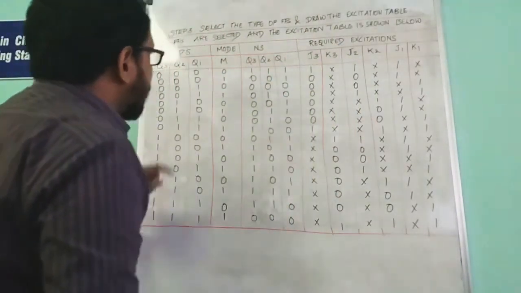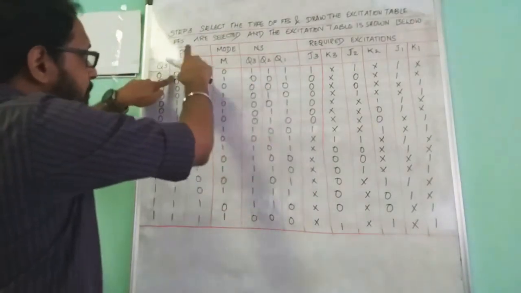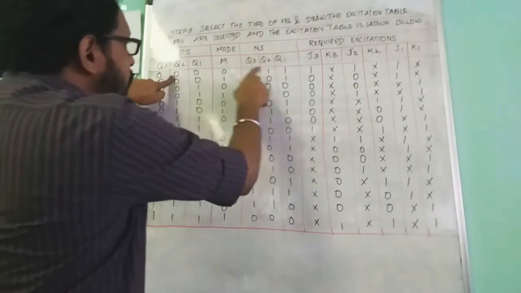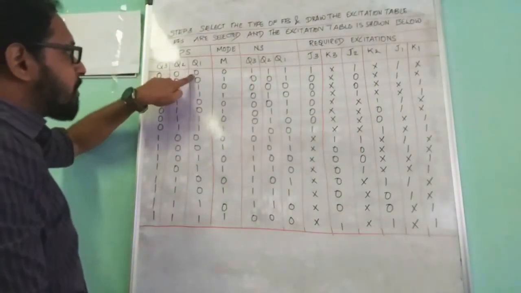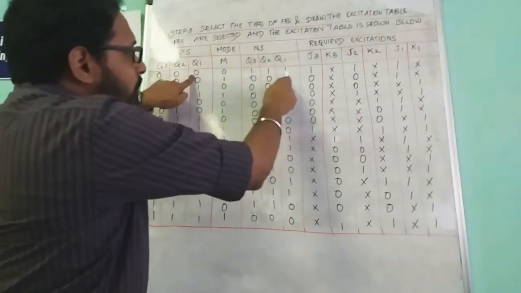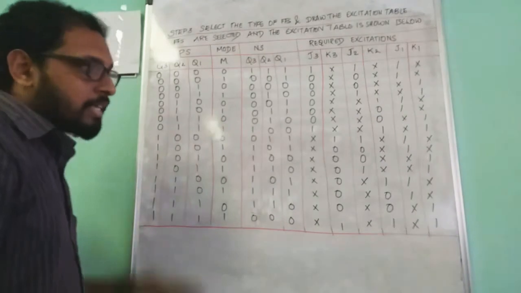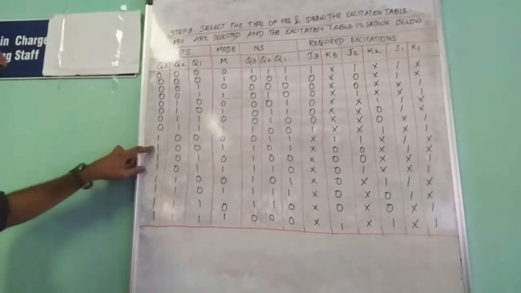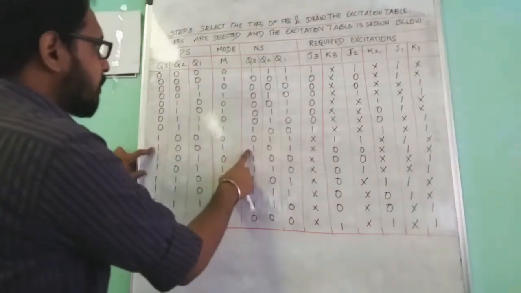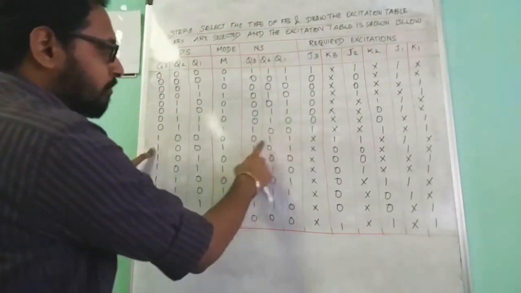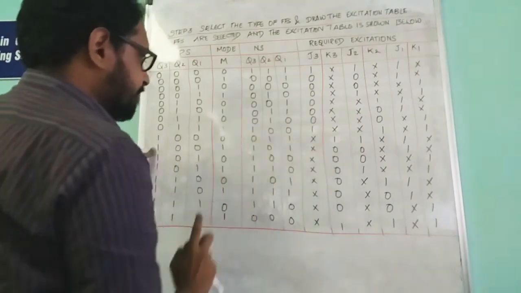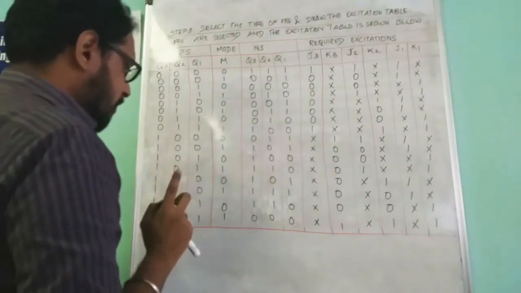And what about J2 and K2? We go for Q2 in the present state and Q2 in the next state. 0 and 1, that is 1x itself. Next one, Q1 in the present state, Q1 in the next state, 0 and 1. We fill J1, K1. Similarly, we fill all these cases. Let's take a random one. Q3 here and here is 1 1. Here 1, Q3. Okay, we get x0. x0. This is how we design this case. Clear?